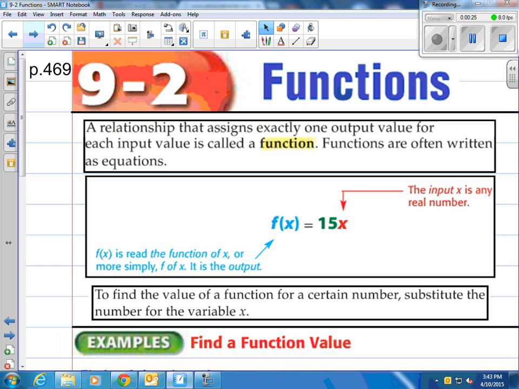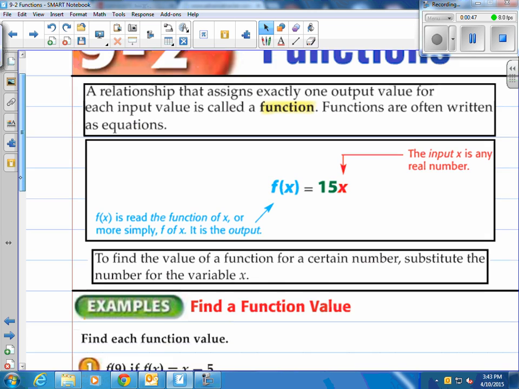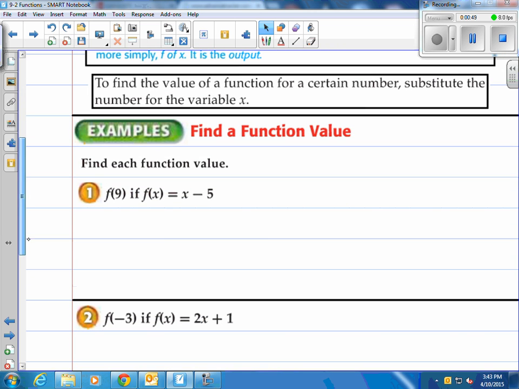So the f with parentheses x is read "the function of x," or more simply, "f of x." It is the output. We're going to plug numbers in for x, and that's the input, and then we're going to get f of x out, and that's your output. To find the value of a function for a certain number, again, we substitute the number for the variable x in the function. What does all that mean? Well, it's real simple. It's just the formatting that's different and the notation.